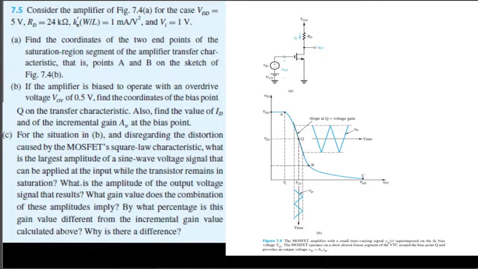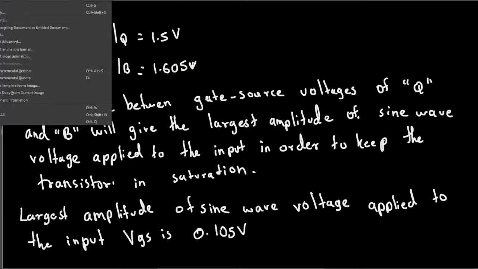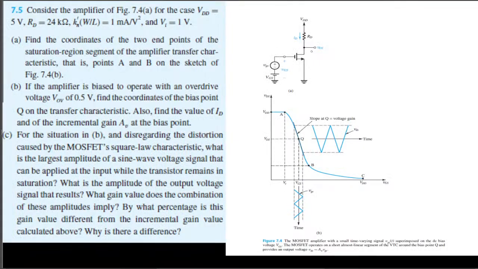And the next part is asking what is the amplitude of the output voltage signal that results. Okay, now we have to find out the output voltage. If you look at the transistor, the output voltage is basically the VDS. That's what we have to find out. Now let's try to find that one out. We can also mention that one here.